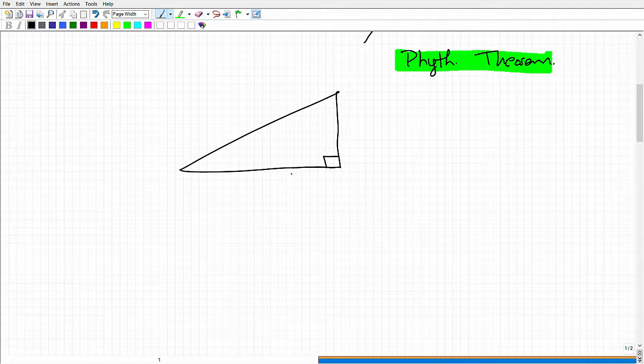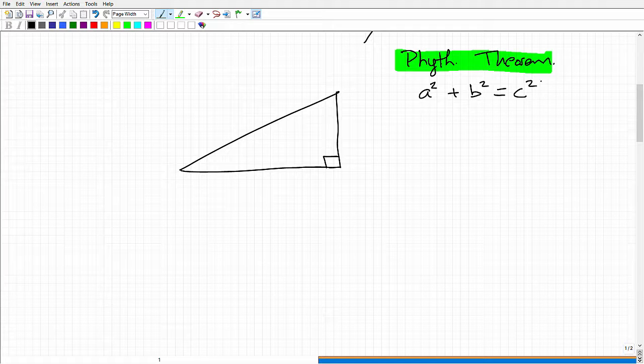Again, here I have a right triangle. I don't even have the degrees here, I just have this little notation that tells me it's a right triangle. We usually write the Pythagorean Theorem like this: a squared plus b squared equals c squared. Now that looks kind of fancy or intimidating, but it's really simple.